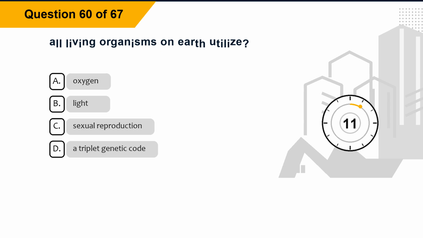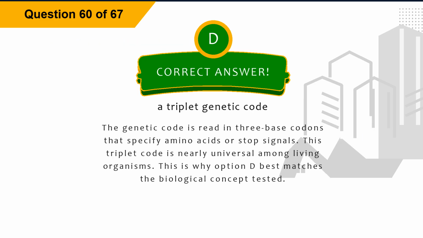Question 60. All living organisms on Earth utilize option A, oxygen. Option B, light. Option C, sexual reproduction. Option D, a triplet genetic code. The correct answer is option D, a triplet genetic code. Explanation: the genetic code is read in 3 base codons that specify amino acids or stop signals. This triplet code is nearly universal among living organisms. This is why option D best matches the biological concept tested.